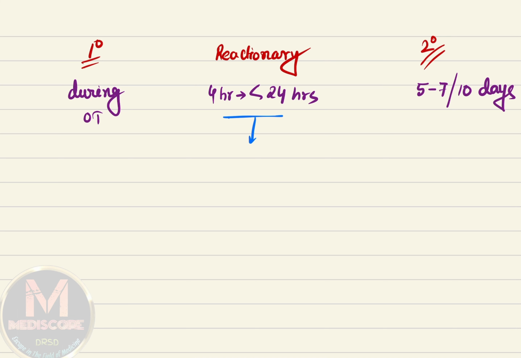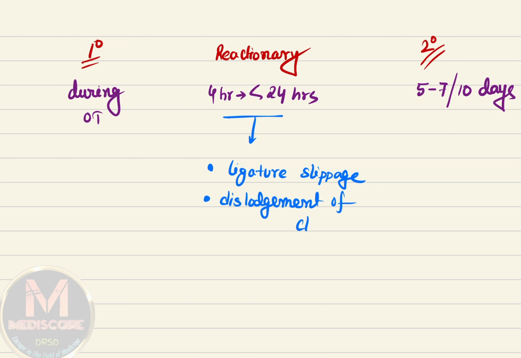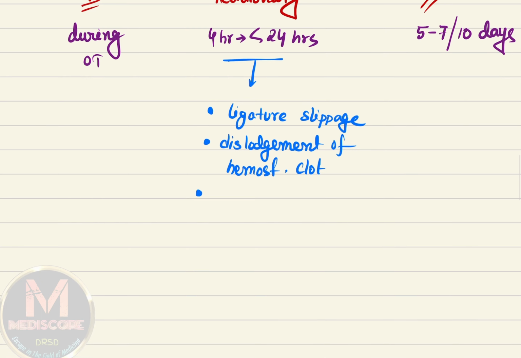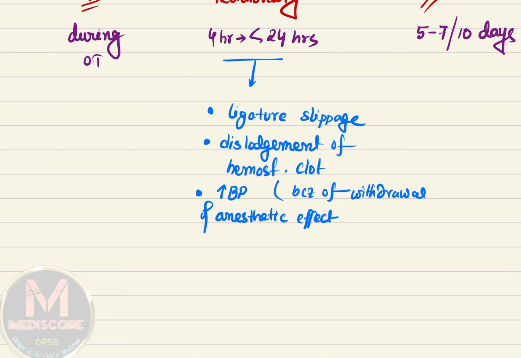Now this reactionary hemorrhage happens because of two reasons mostly. One is slippage of ligature. The next is dislodgement of the hemostatic plaque. Now why is that happening? See, during OT the patient is under anesthetic medications, which generally decrease the BP to decrease the blood loss on table. But once the patient is shifted to the ward and the anesthetic action is over, the increase in BP can dislodge the hemostatic plaque and cause this reactionary hemorrhage. That is very, very important.